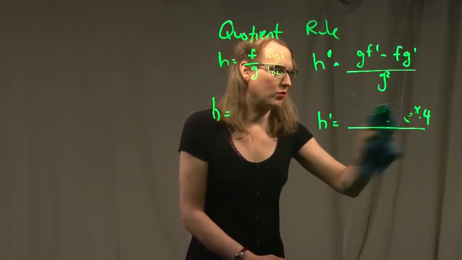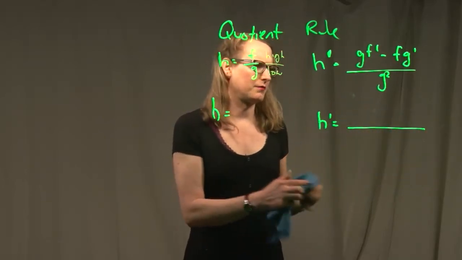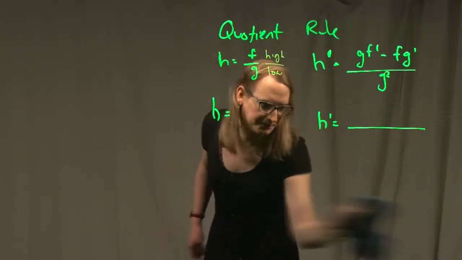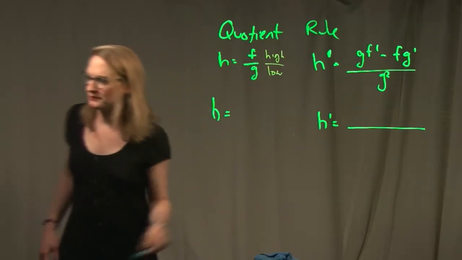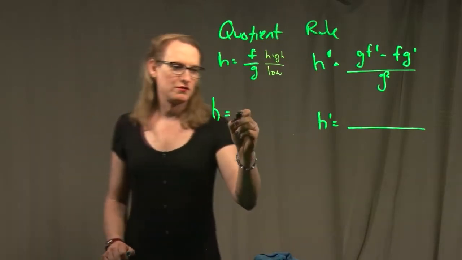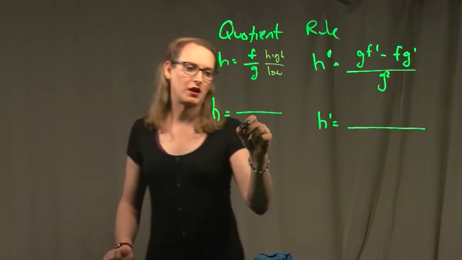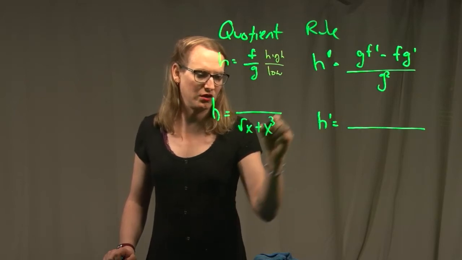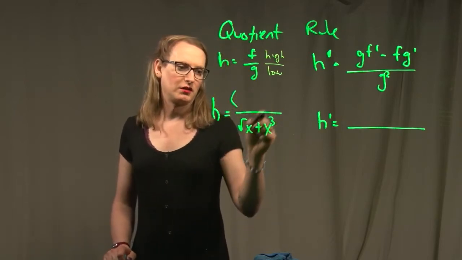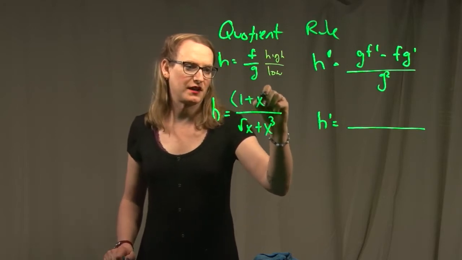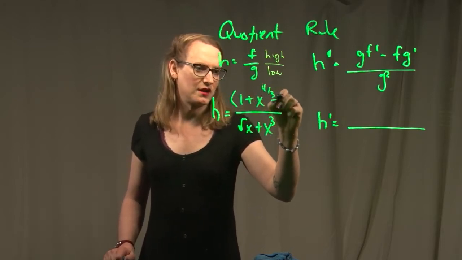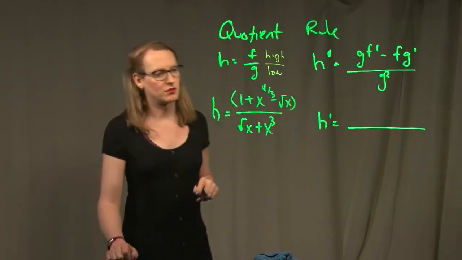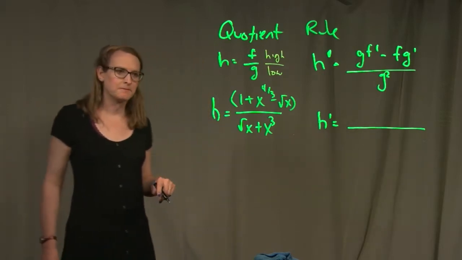I'm going to leave that horizontal bar in line, because I think we're going to need it. Alrighty. Let's do a quotient. Let's go like that. And in the bottom, let's go the square root of x plus x cubed. And the numerator, let's try 1 plus x to the 4/3 minus, I like square root of x. Square root of x is fun. Alrighty.